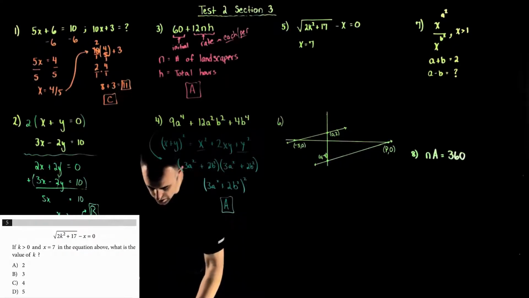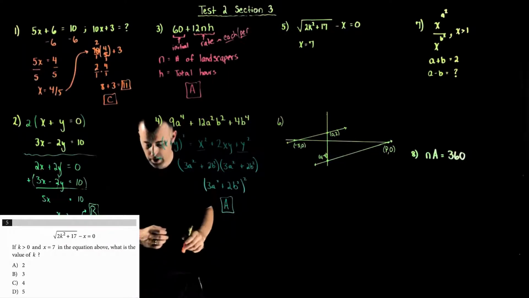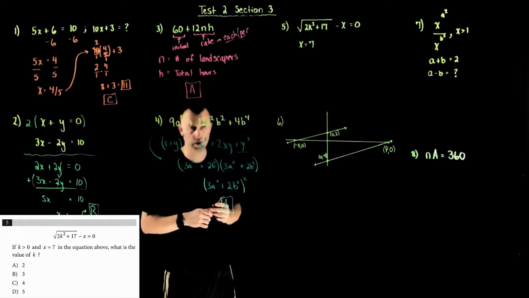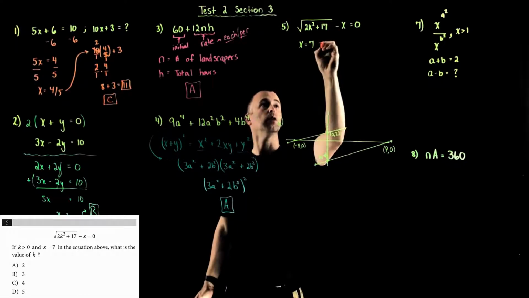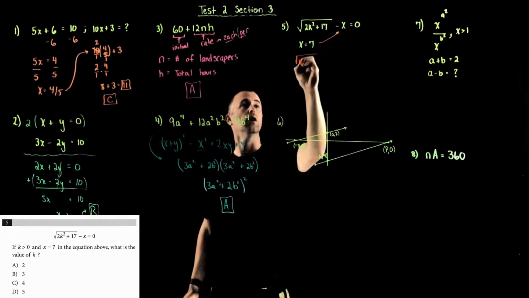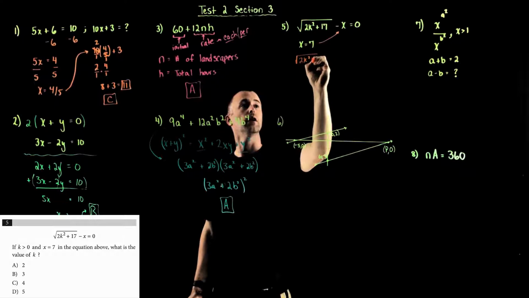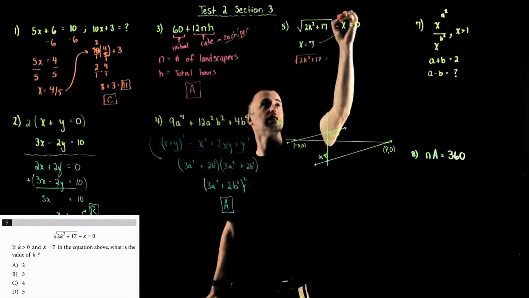So in this one, they're asking you to solve that equation. Solve for the value of k. They're giving you x, so in this case, I'm just going to go ahead and plug in 7 right here. So I'm going to have the square root of 2k squared plus 17. Now again, what I'm doing is I'm plugging in a minus 7 right here.